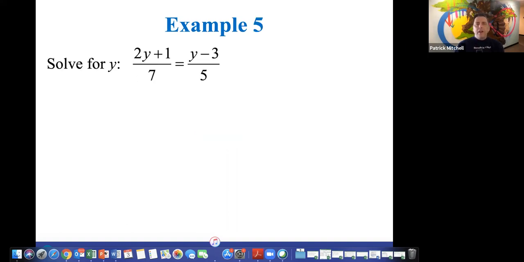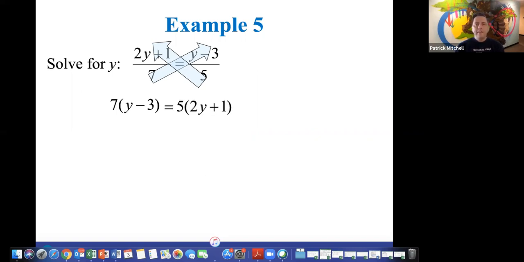All right, this one is a little fancier. They want me to solve for y in the proportion 2y plus 1 is to 7 as y minus 3 is to 5. So again, we're going to cross multiply. 7 times y minus 3, notice that the y minus 3 has to go in parentheses, is going to equal 5 times 2y plus 1.